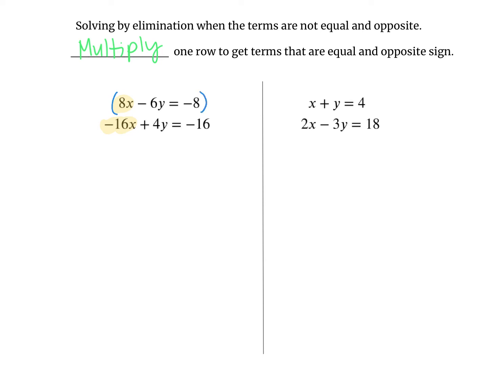And we don't just multiply the first term. We have to multiply the entire equation, okay? So I'm just going to rewrite it underneath. So when I multiply this whole equation, 2 times 8x is now a positive 16x. 2 times negative 6y is negative 12y. And then 2 times negative 8 is negative 16.